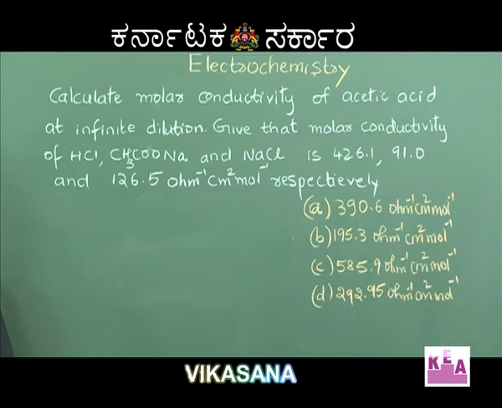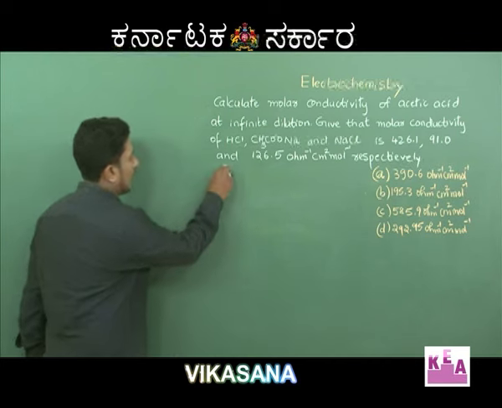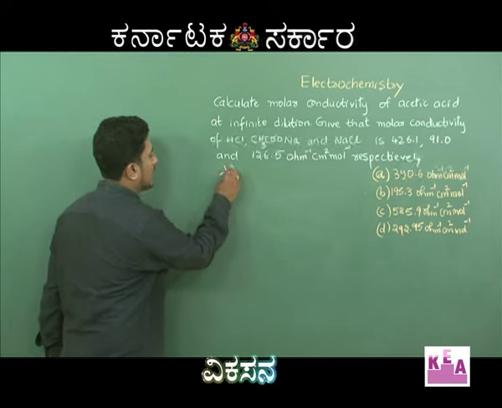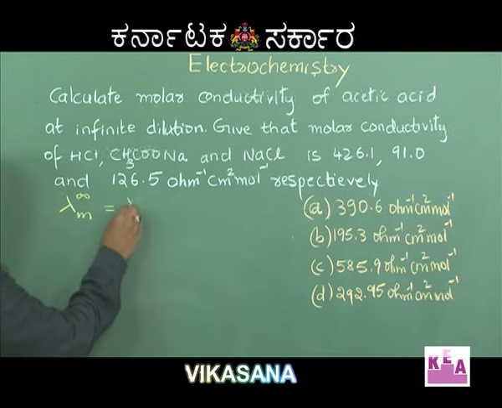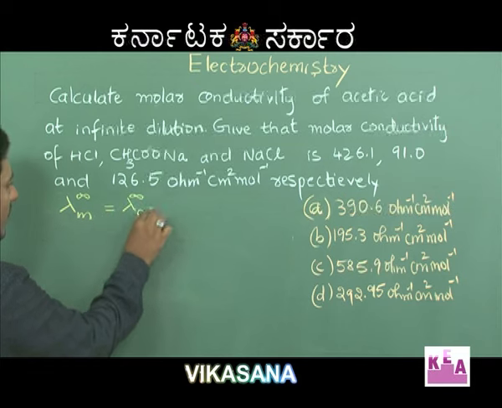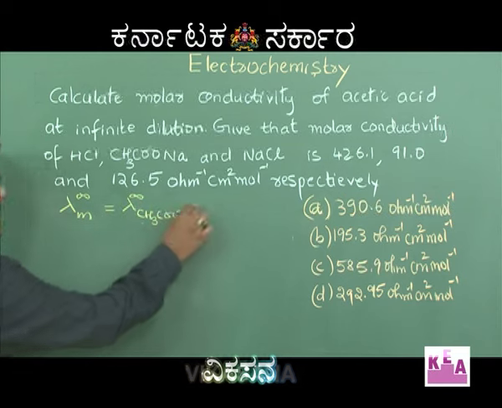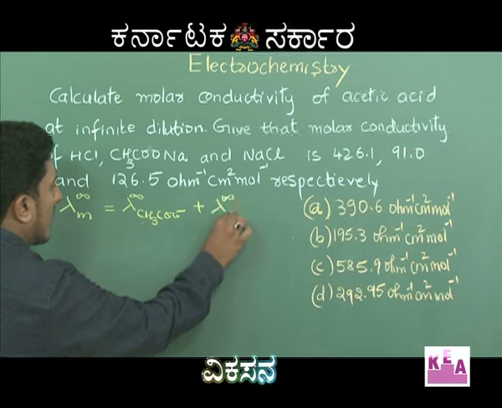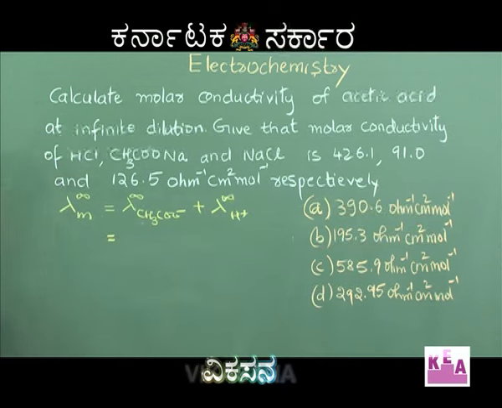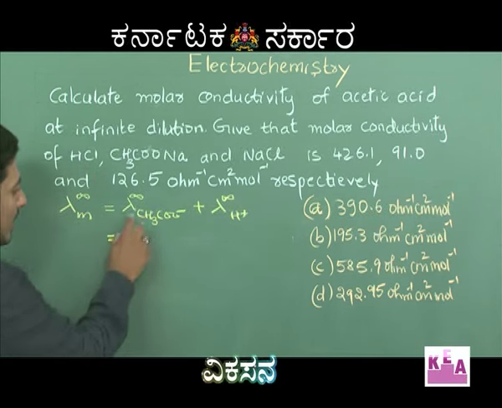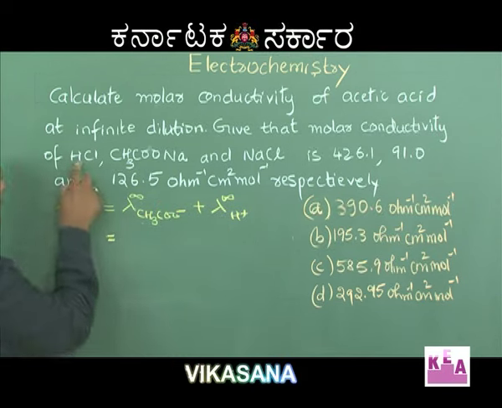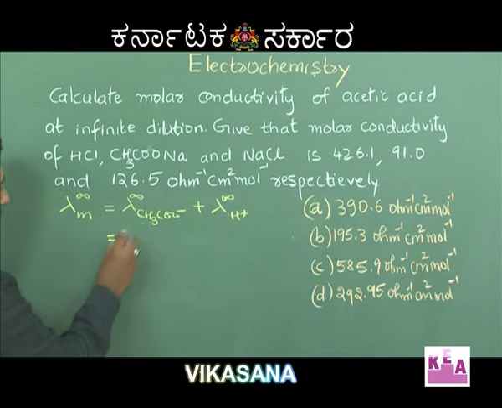The problem can be solved by using Kohlrausch's law. We are supposed to calculate the molar conductivity at infinite dilution of acetic acid. So, molar conductivity at infinite dilution of acetic acid is equal to molar conductivity at infinite dilution of acetate ion plus the molar conductivity of H+ ion. But in the question, they have not provided the value of acetate and H+ ion. Instead, they have given you the value of HCl, sodium acetate and NaCl. The value of acetate ion can be obtained from sodium acetate. The value of H+ can be obtained from HCl. I will take the sum of these two.